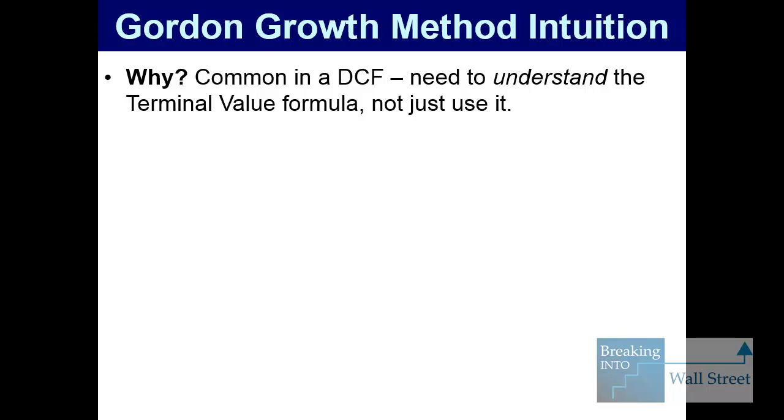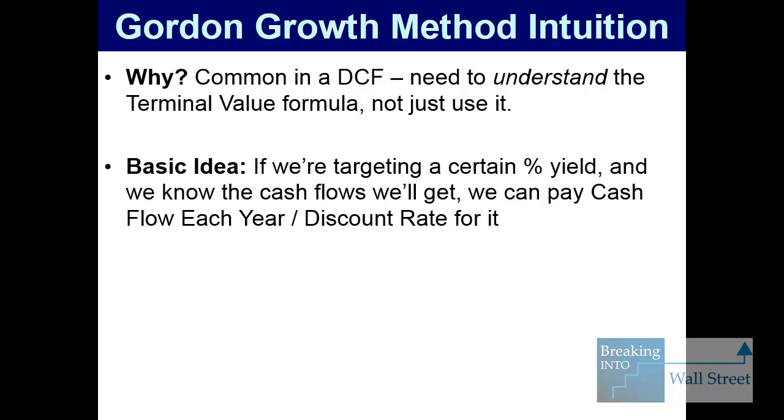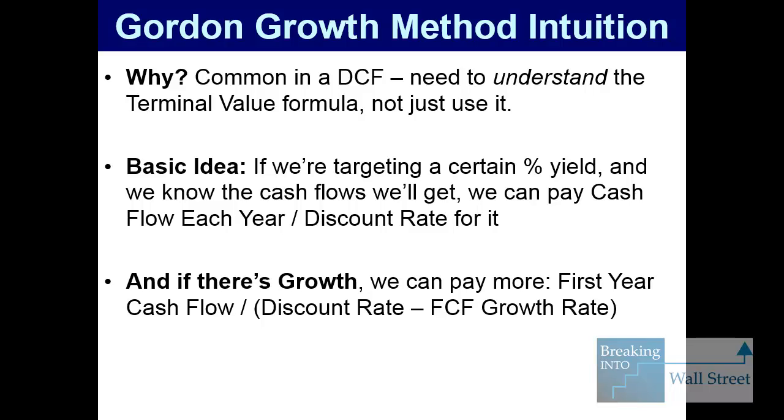And the thing is, when you use a formula like this, you don't want to just use it. You want to understand why it works. Maybe you don't know the full mathematical derivation, but at least you want to be able to understand the intuition behind it. That's important whenever you have a formula like this that's not immediately obvious and you're using it in Excel. The basic idea is that if we're targeting a certain percentage yield, the discount rate, and we know the cash flows we're going to get, we can pay the cash flow each year, assuming no growth, divided by the discount rate, and that's how much we're willing to pay to get those cash flows at the yield that we're targeting. And then if there's growth, we can pay more than that.